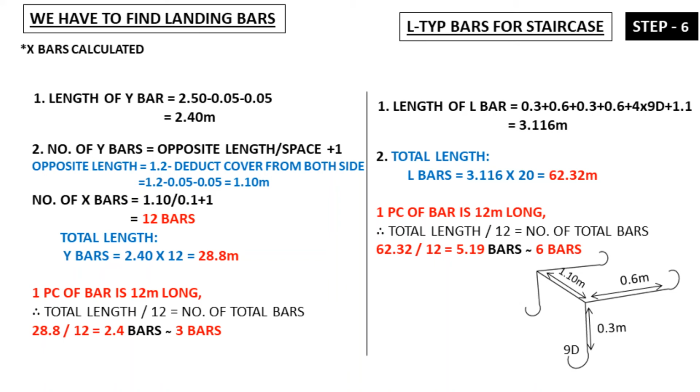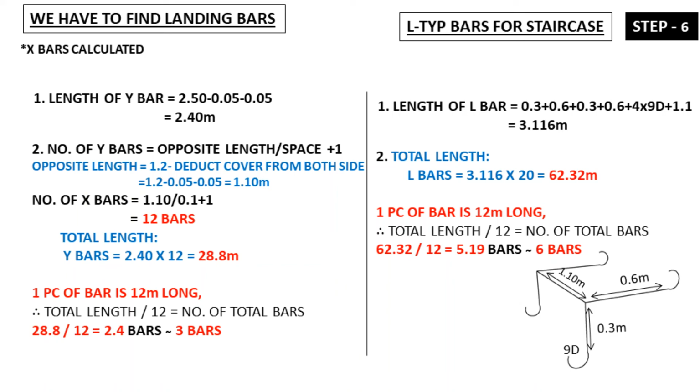Now we have to calculate the Y bars of landing 1. The concrete cover is deducted from the length of Y bar from both sides. So let's calculate the length of Y bar, which is 2.50 minus deduct cover from both sides, and we will get 2.40 meter. Then we have to find the number of bars, which equals opposite length upon space between the bars plus 1. We will get the number of bars.